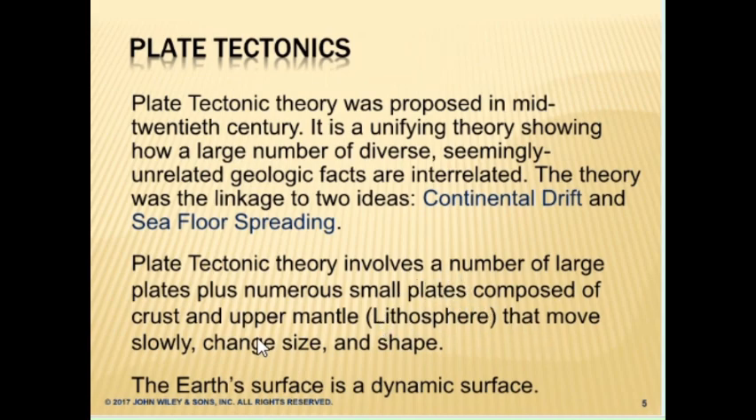And they move slowly, changing their size as well as their shape as they do that. Okay? So essentially, the Earth is not static. It's not static, and if it's not static, it means that it is dynamic. The Earth's surface is dynamic because you've got about 7 large plates and several smaller plates that are in constant motion, and as they do that, they change their shape as well as their sizes.